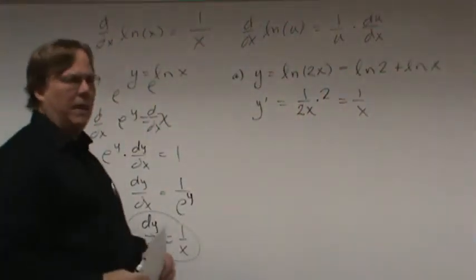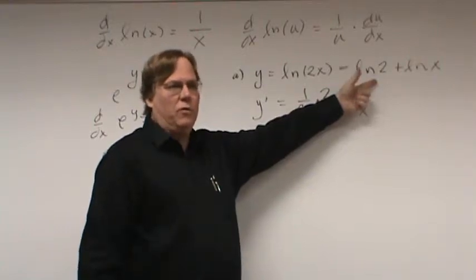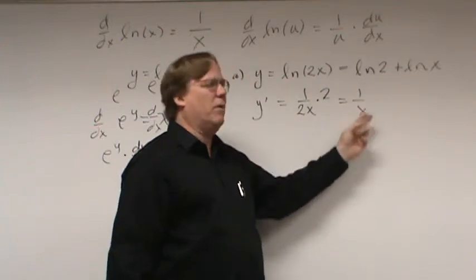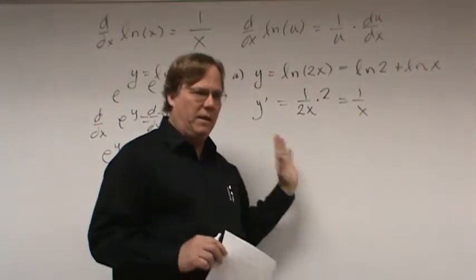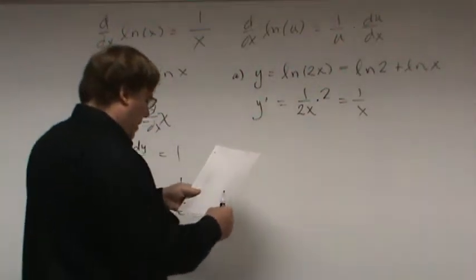And now when I take the derivative of the log natural of 2, that's a constant, like 5 or 12. The derivative of the log natural of 2 is 0. The derivative of the log natural of x is 1 over x. So that's why it happens that way. You guys okay with that? Okay, great. Let's do another one.